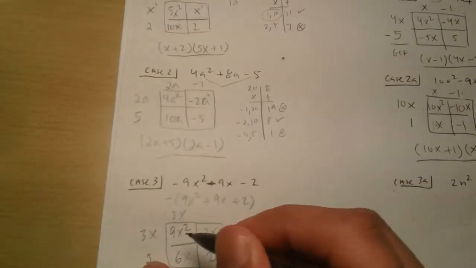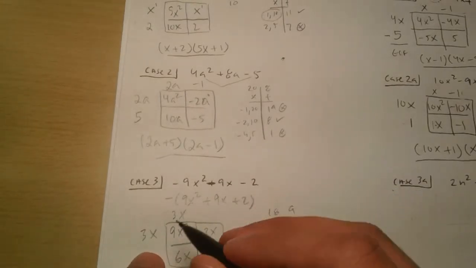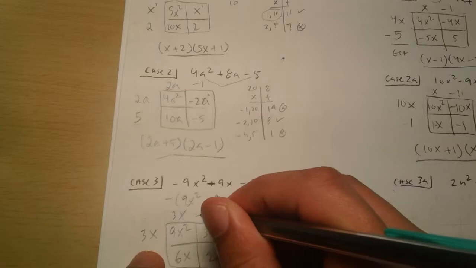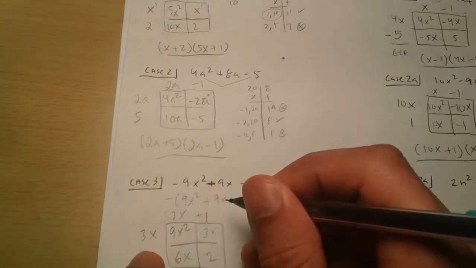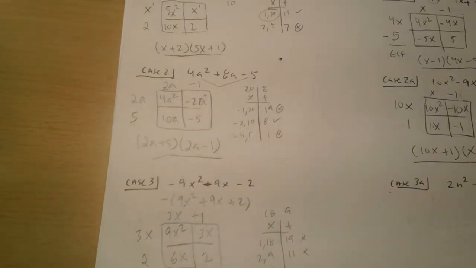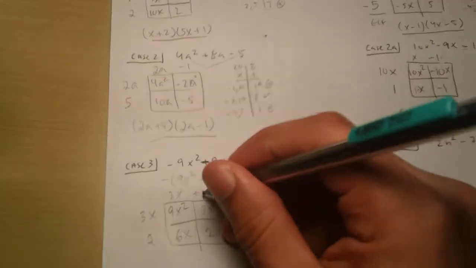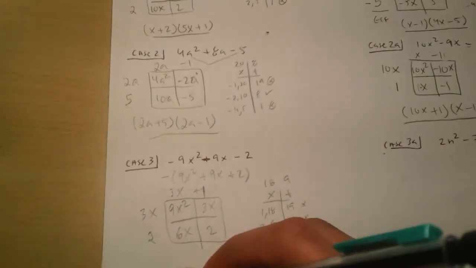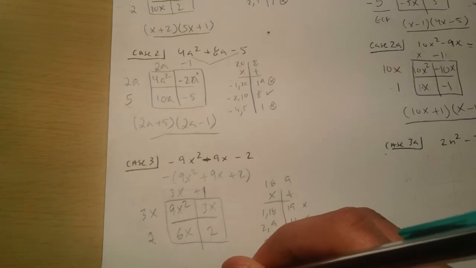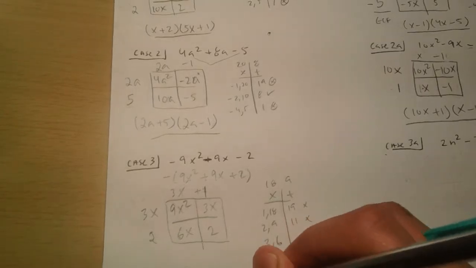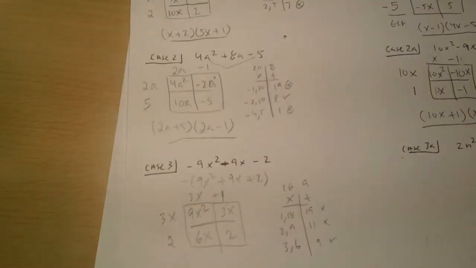So 3x times what gives you 6x, 2 times 3x is 6x, so 3 plus 1. Okay, so then our final answer would be 3x plus 1, 3x plus 2. Sorry, a little bit off the screen.